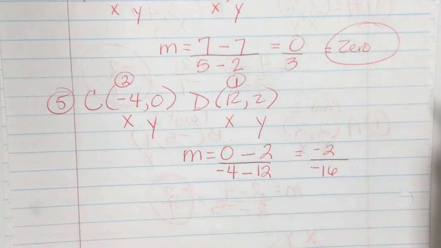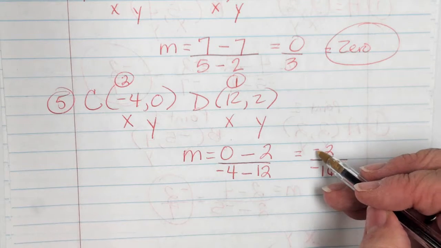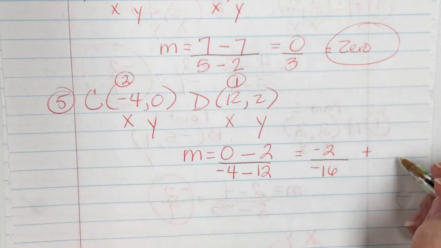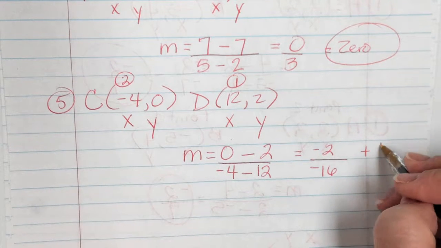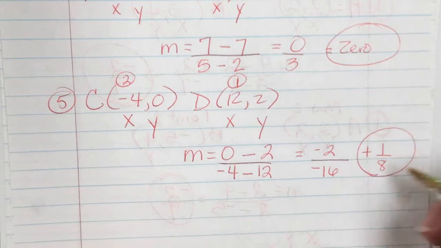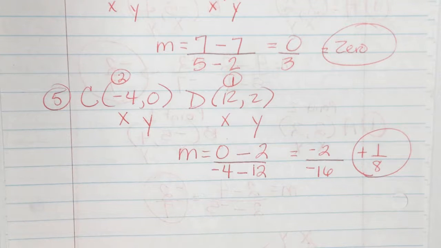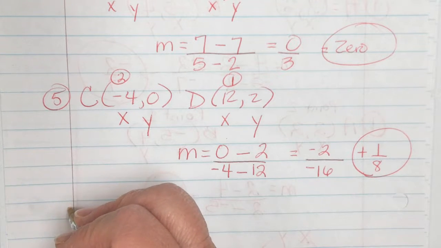Now remember, no negatives in your denominator, so simply ask yourself, what's a negative divided by a negative? And that's going to be positive. And 2 over 16, they're both divisible by 2, which gives you 1/8. Now most of you are going to use your calculators, but that can be simplified without a calculator. Alright. Let's go ahead and do one more. We're going to do problem number 8.